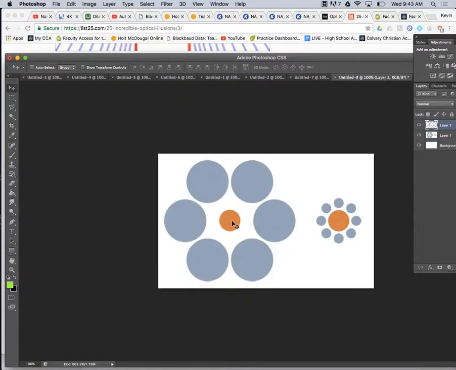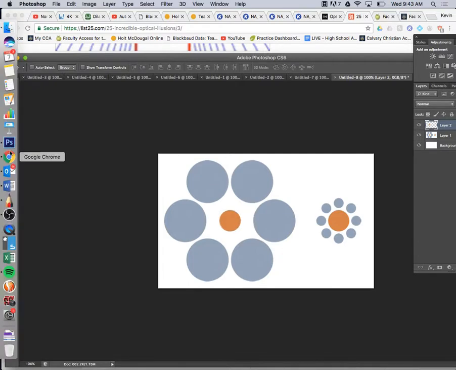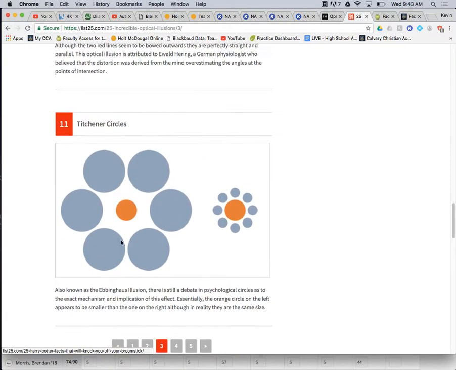Bust out the Photoshop and take a look. Here's the circle. Same exact size. See? So there you go. That's pretty cool.